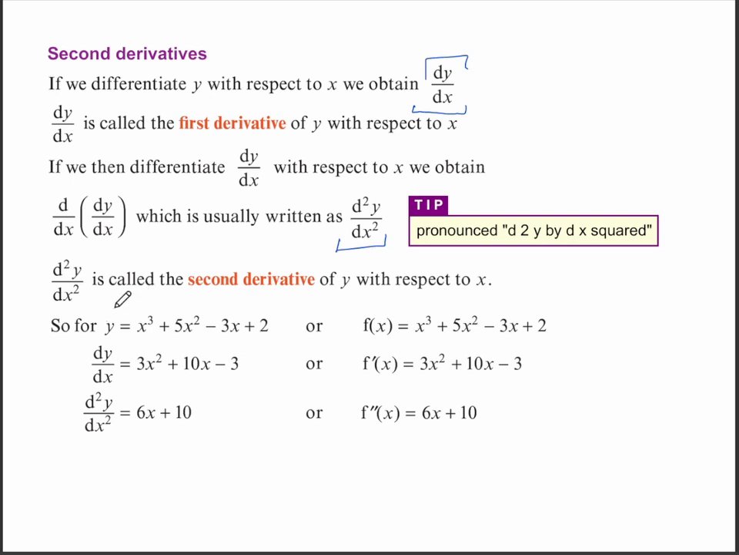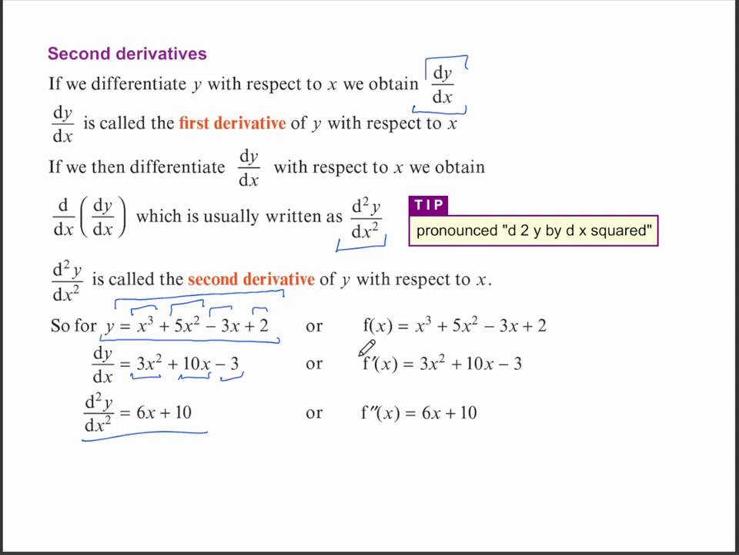So if we had an equation y = x³ + 5x² - 3x + 2, our first derivative we know is this is going to become 3x², this is going to become 10x, and this is going to become -3. This is going to be 0, so it's not going to be there. So we're going to get 3x² + 10x - 3. Then you take the derivative of that again with respect to x, and we will get 6x from here plus 10 from here, and -3 will just become 0. Therefore, our second derivative of this original equation will be 6x + 10.